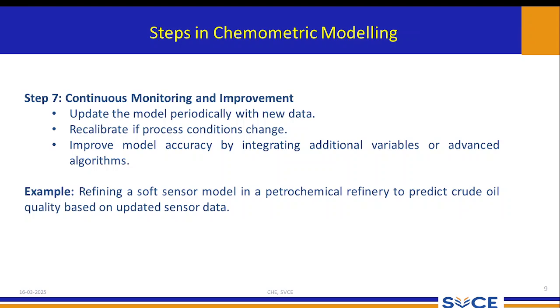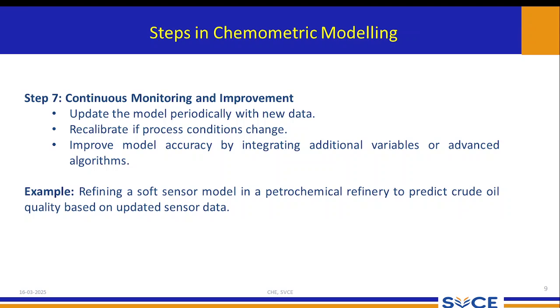We need to go beyond maximum effort, and we need to try to avoid the lapses. So continuous quality improvement, continuous monitoring and improvement, is very important. It is the last step of chemometric modeling: update the model periodically with new data.